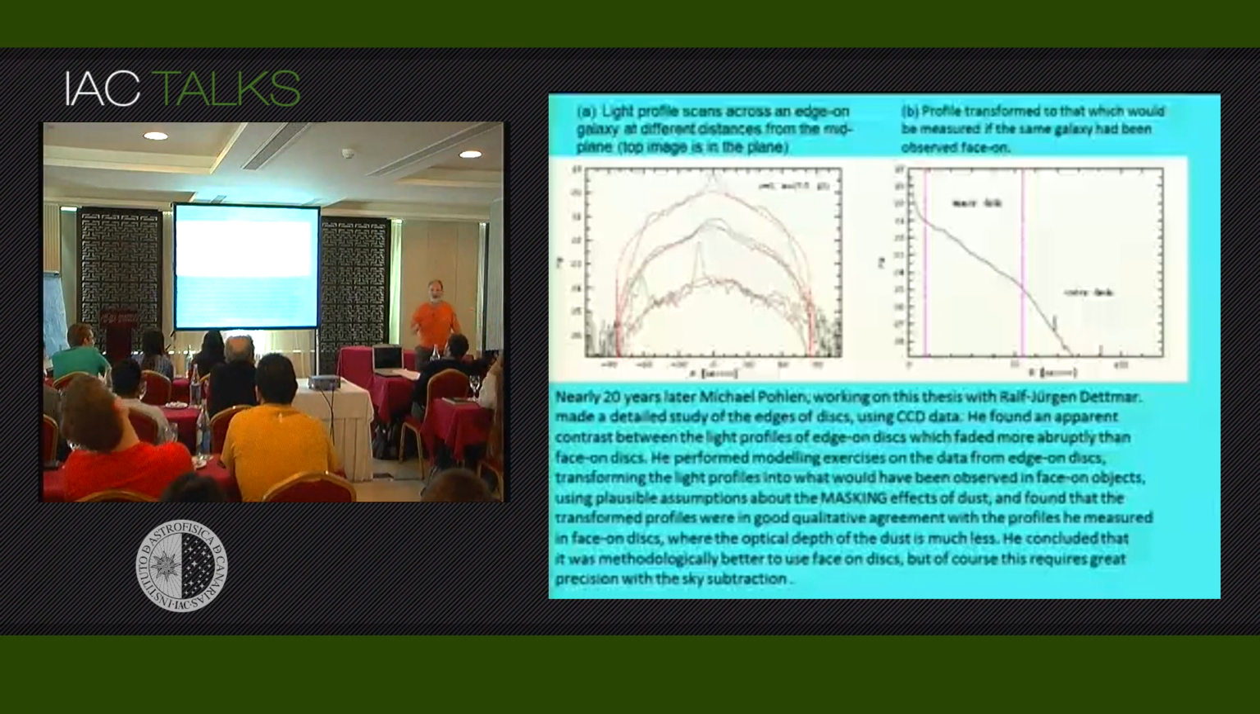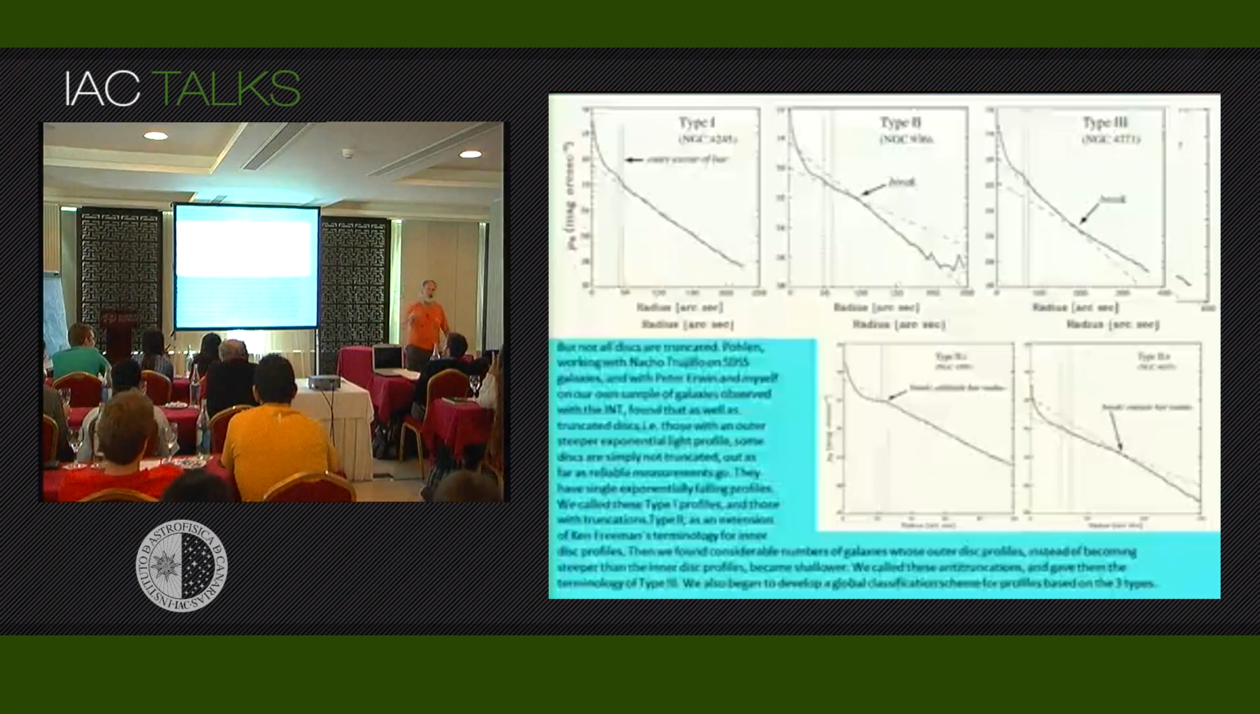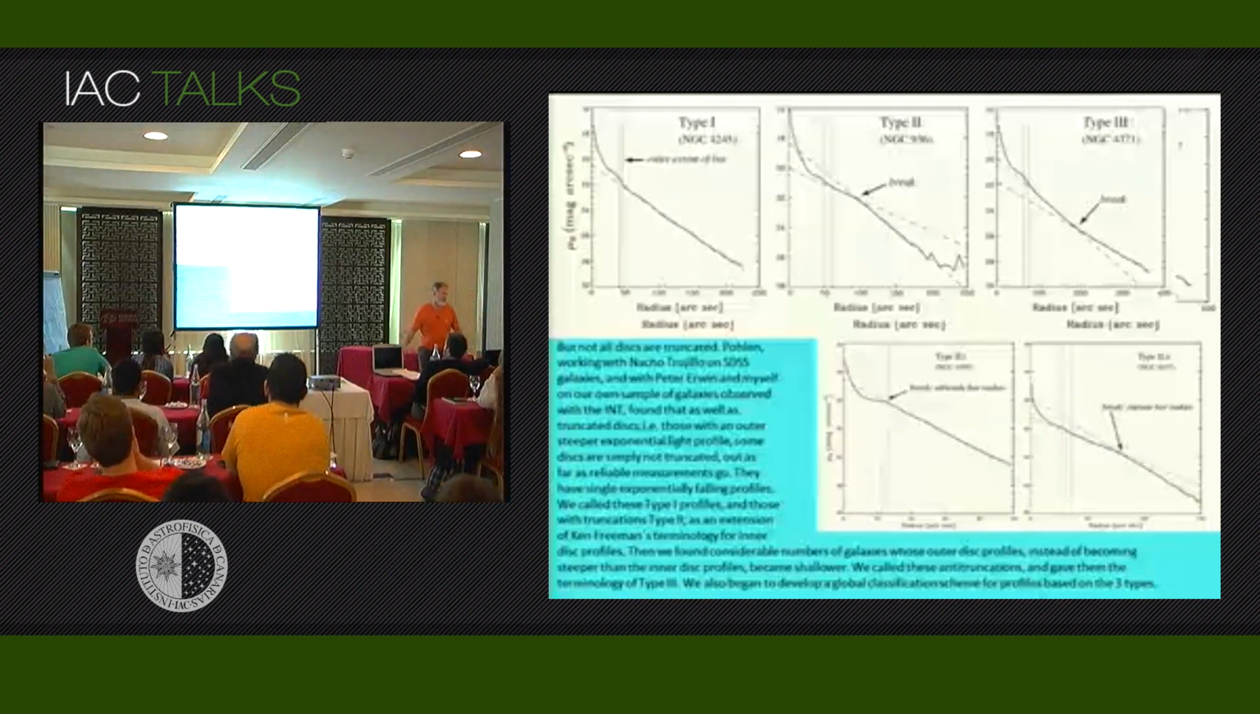They were just best described in terms of two exponential declines in the surface brightness. The inner brightness falling off in a certain way with an exponential like this, and the outer bit falling off like this, with actually a fairly sharp break between them. So then two groups, both of them working in the IAC, made systematic studies of these light profiles.